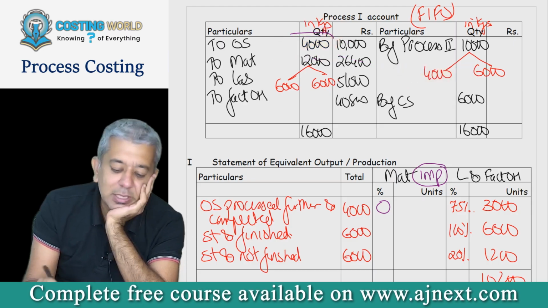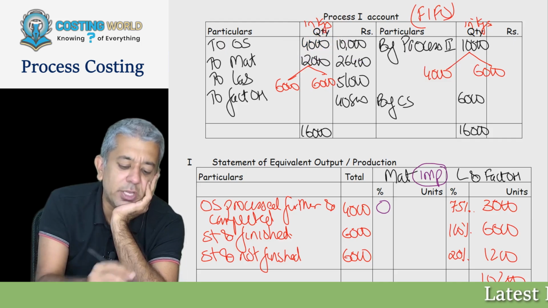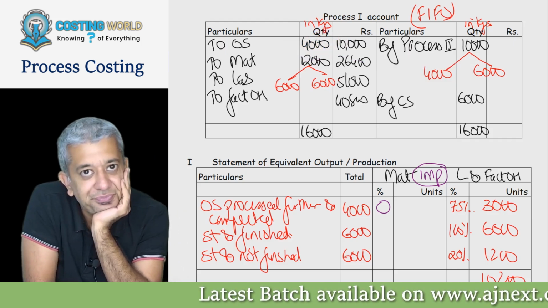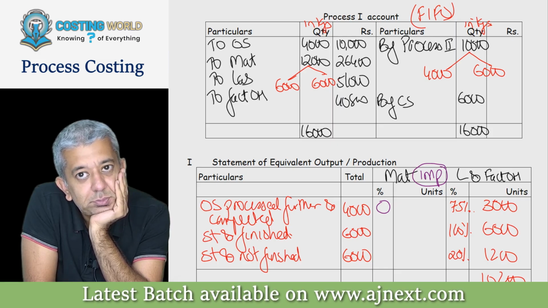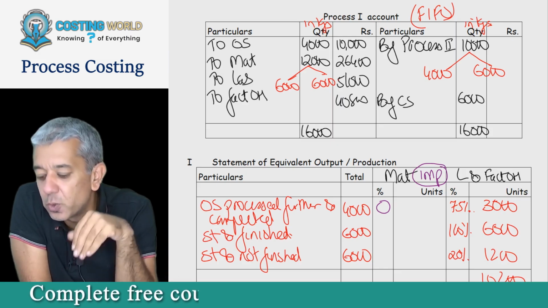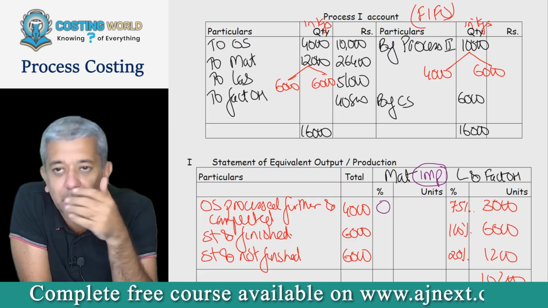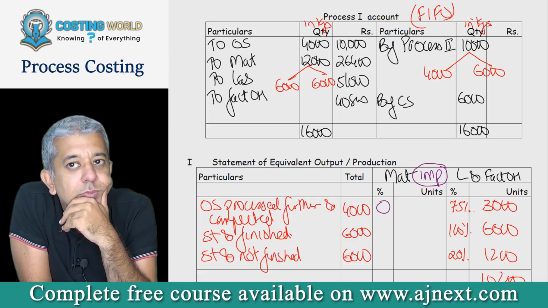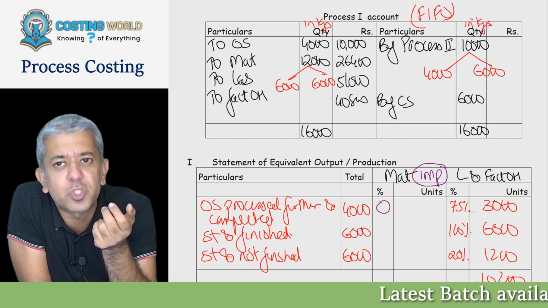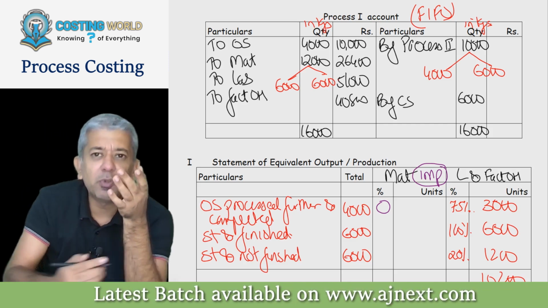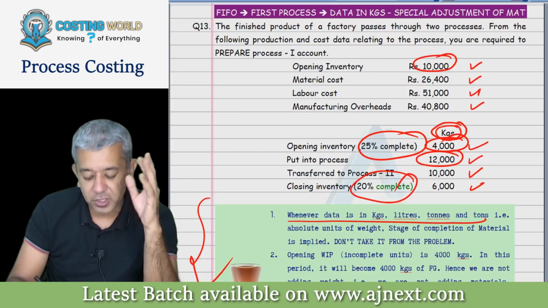Now, in this question, I'm asking you, what is special in this particular question? Why does this question become very different compared to the previous questions? The data is in kgs. This same thing will happen if, suppose, the data is in liters. To give you an example.